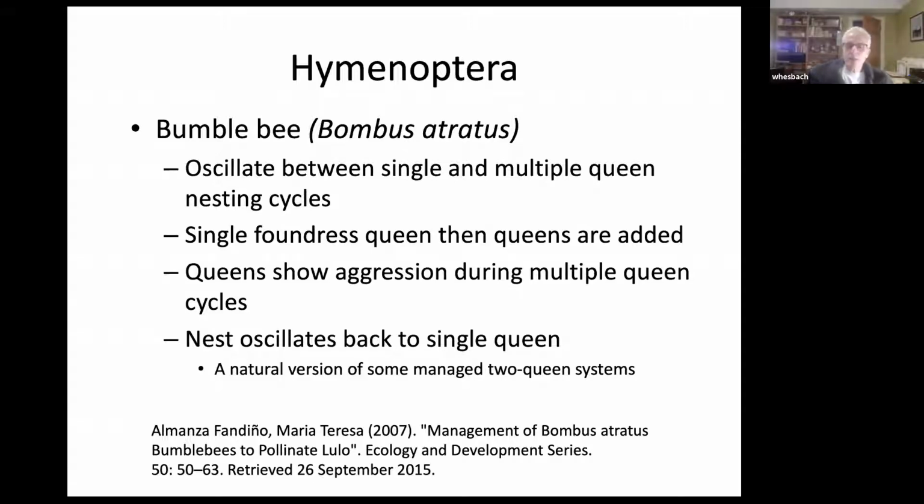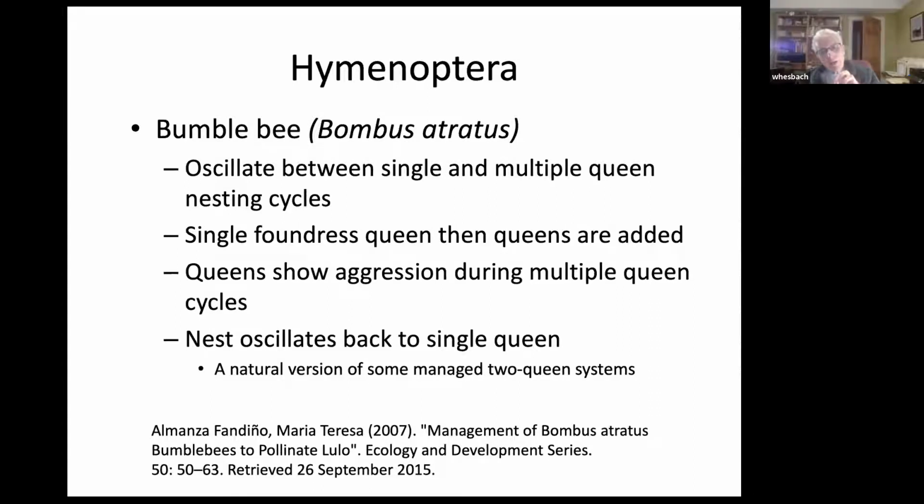But during that time when multiple queens exist in a bumblebee colony, there's a little bit of aggression shown toward each other. And then the nest oscillates back to a single queen. So for a period of time, they allow multiple queens, and then they oscillate back to a single queen. Those other queens are driven out of the colony, and they start their own colony. So that's how they basically split bumblebee colonies. That's all happening, whether or not you realize it, right in your own backyard.